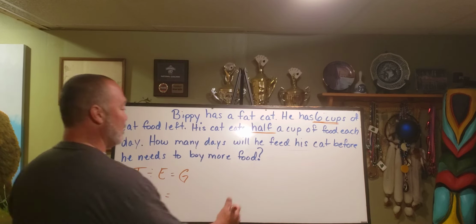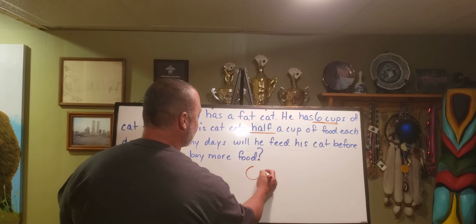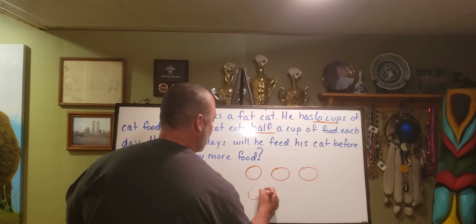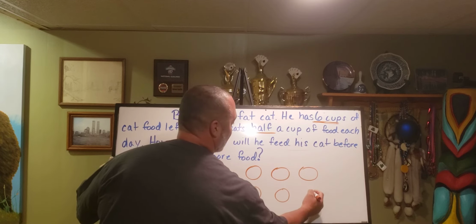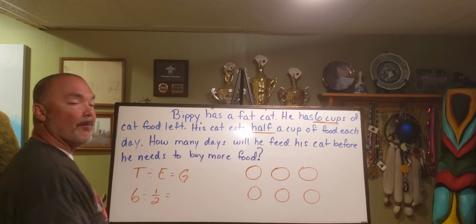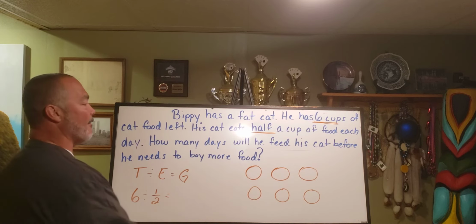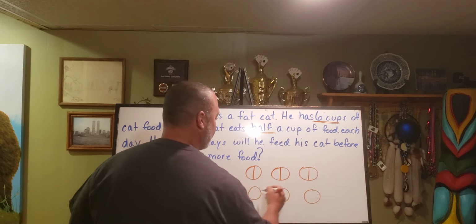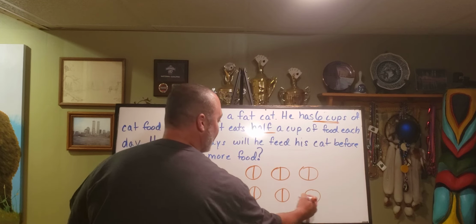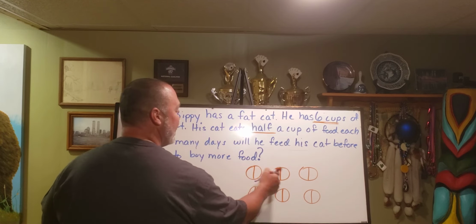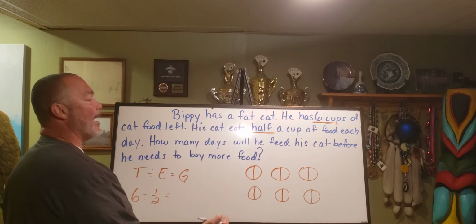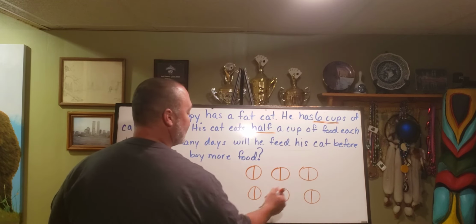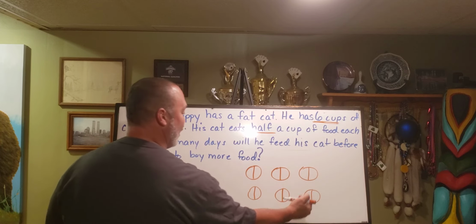So I can represent it with a picture, and I can draw 6 cups of food. You want to try to make them equal. Now keep in mind, I'm going to cut each one in half. I'm dividing all 6 cups in half. I could label each piece 1/2, or I know I can just count my halves by 2s. 2, 4, 6, 8, 10, 12.